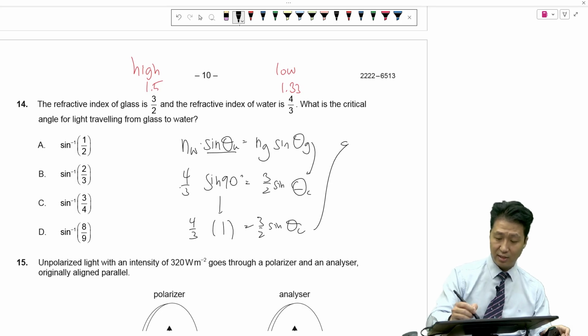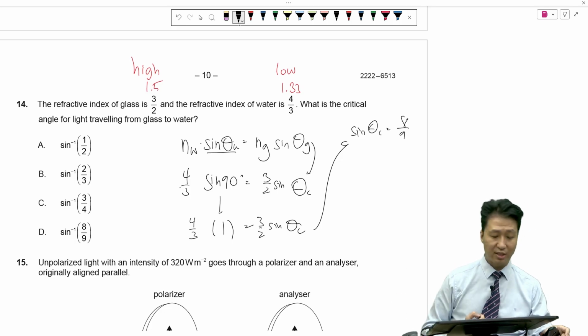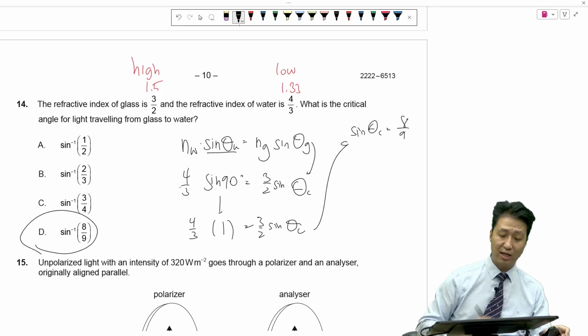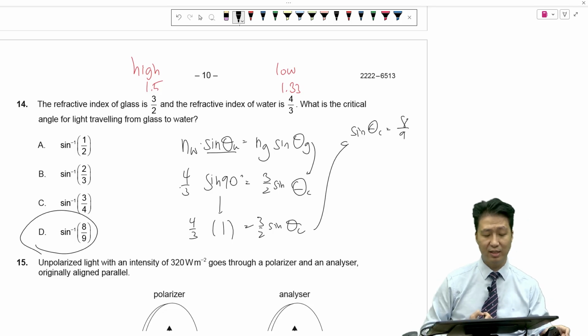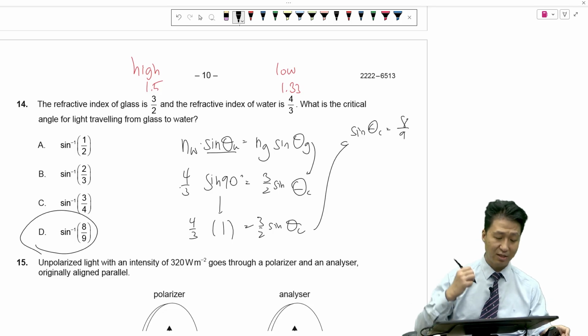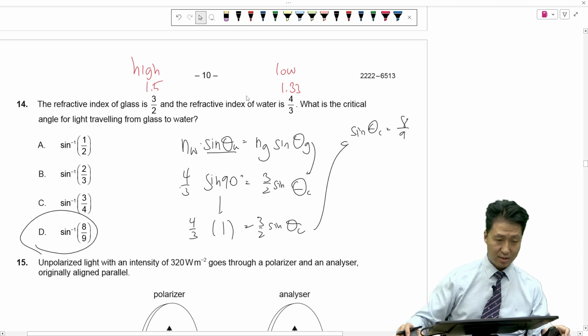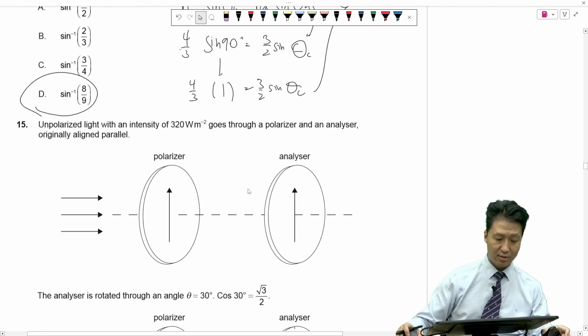And we're going to get sine of the critical angle is 8/9. And you do the arc sine for both sides. The critical angle should be arc sine 8/9, which is D. Next question.